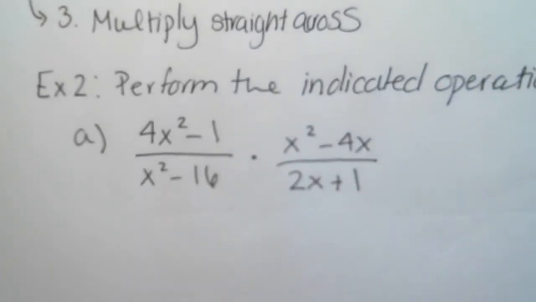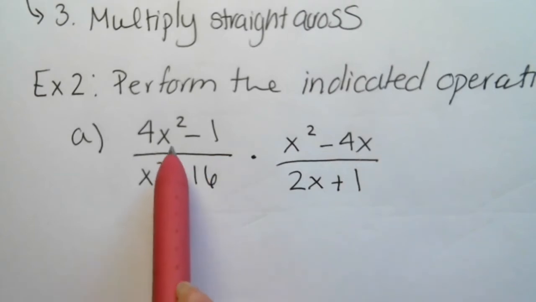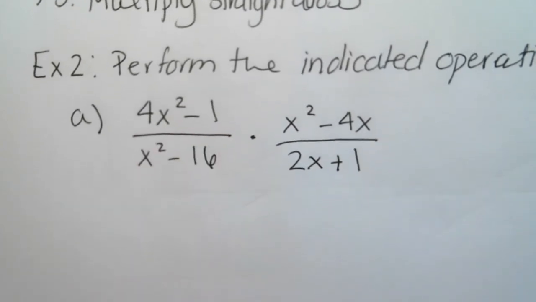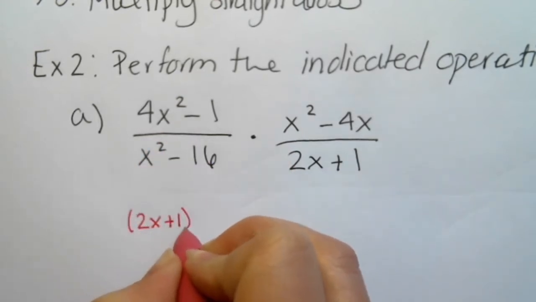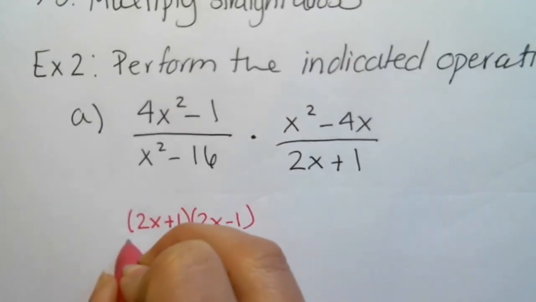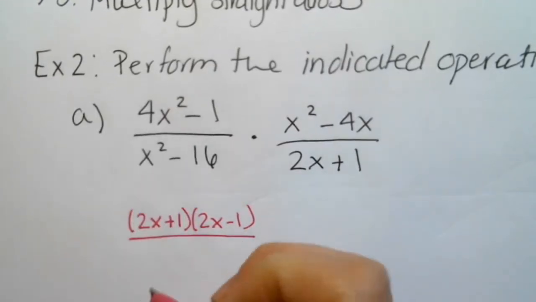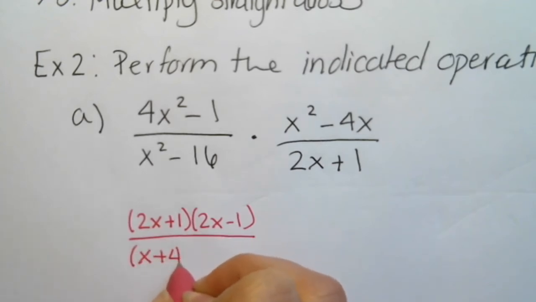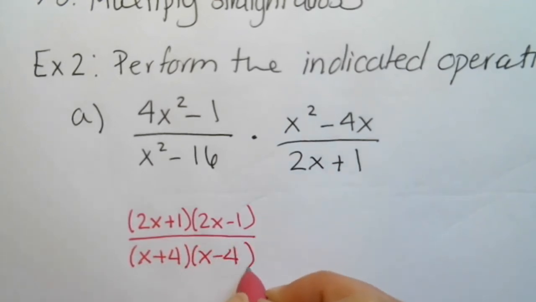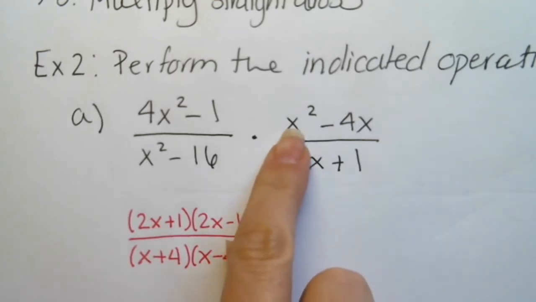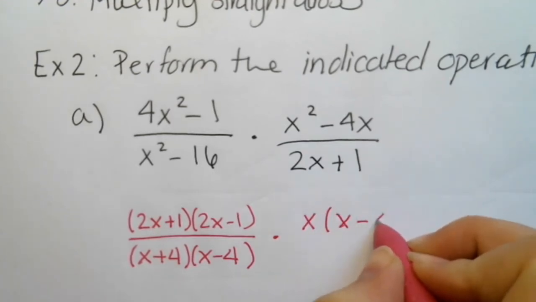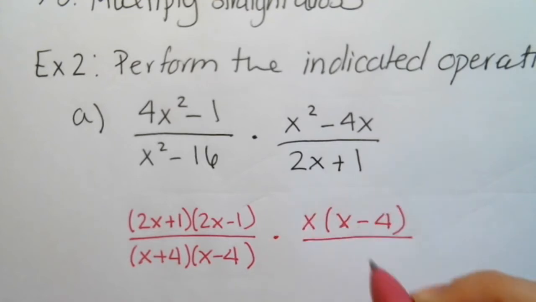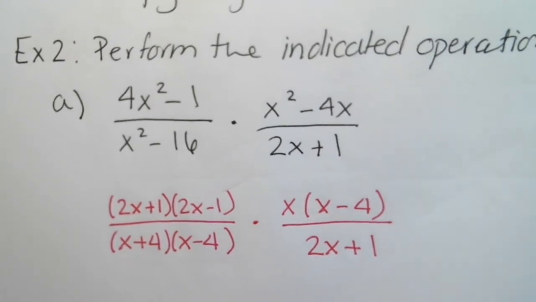Okay, so I'm going to go ahead and factor everything here. So in the numerator of the first term, I have a difference of squares. So this is going to factor as 2x plus 1 times 2x minus 1. I also have a difference of squares in the denominator. So this is going to be x plus 4, x minus 4. Now, when I factor my second term, these have a common factor of x. So I'm factoring out x, and I have x minus 4. The denominator doesn't have any common factors, so we're just going to assume that this is already factored.